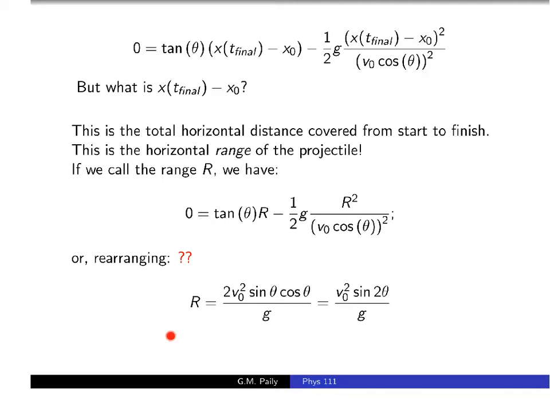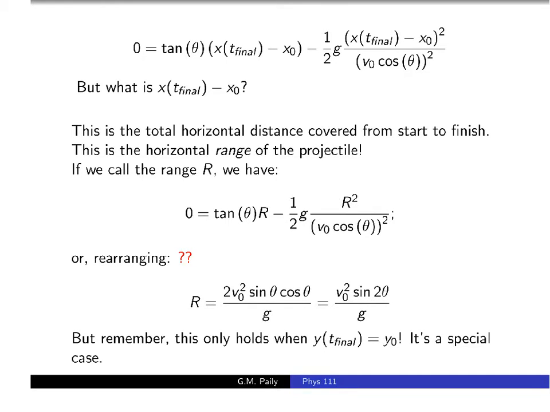So, assuming that the launch height and the landing height are the same, we get an expression for the horizontal range. It's really quite simple, and notice that it depends only on three things: the muzzle speed, the launch angle, and the acceleration due to gravity, g. But remember, this is only in the special case where y final equals y naught.